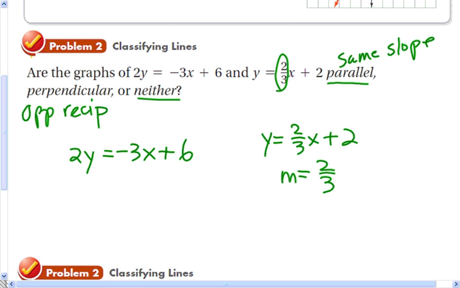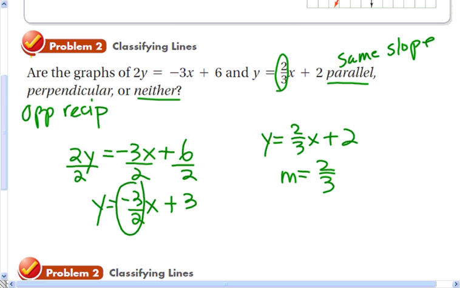this to slope-intercept form. All we would have to do is isolate the y by dividing both sides by 2. We need to divide everything by 2, and we get -3/2x plus 3. And now we can see, now that it's in slope-intercept form, that slope is -3/2. And the 2/3 and 3/2 are reciprocals.